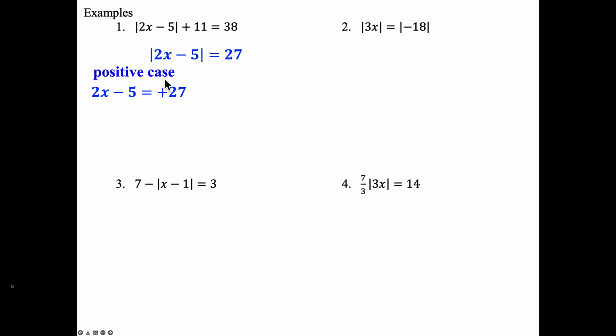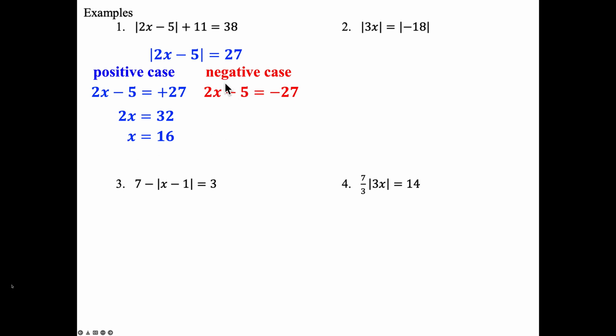This is the number that has the sign change. You never change the left side or what's in the absolute value bars. Negative case, 2x minus 5, the inside of the absolute value bars, now set equal to a negative 27, and now we solve this. What we're looking for is what x gives us a positive 27 to do in the absolute value bars. So add over the 5, 32 divided by 2, x equals 16.